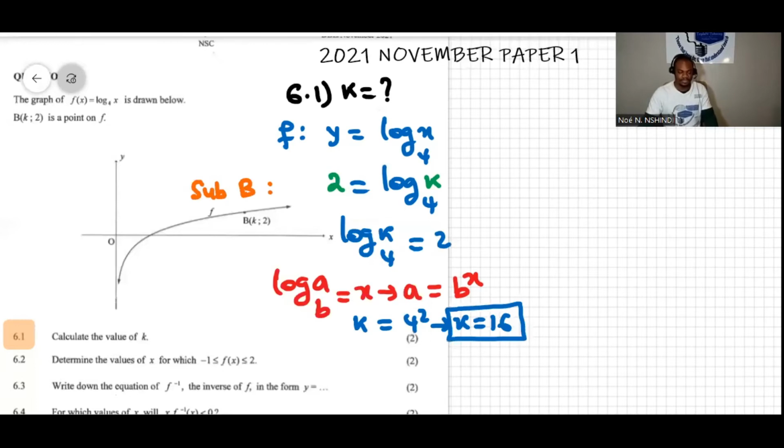Okay. The following question is question 6.2. The question said determine the value or values of x for which f of x is in between -1 and 2, or -1 less than or equal to f of x less than or equal to 2. Now, I'm gonna write here 6.2.